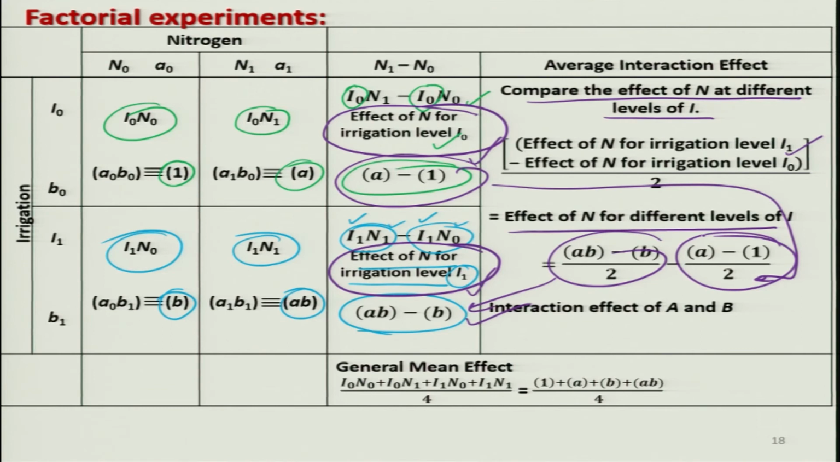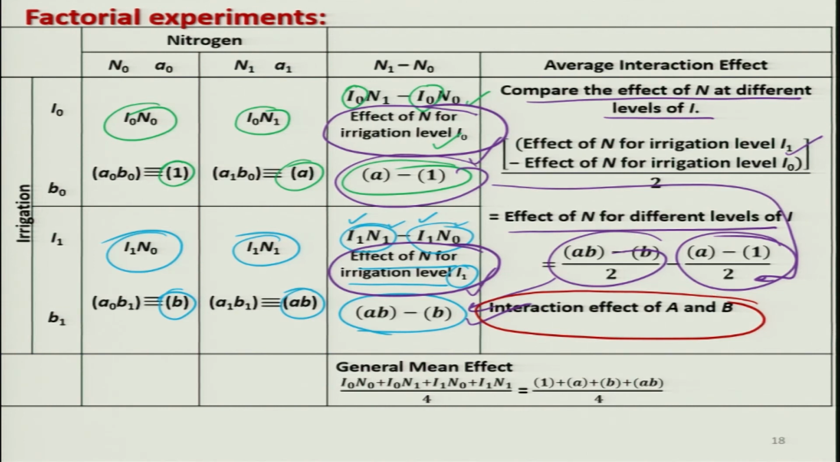Now, if you try to see, this is the effect of different levels of nitrogen and different levels of irrigation. Now, I ask you one thing, can you call this the interaction effect between A and B?